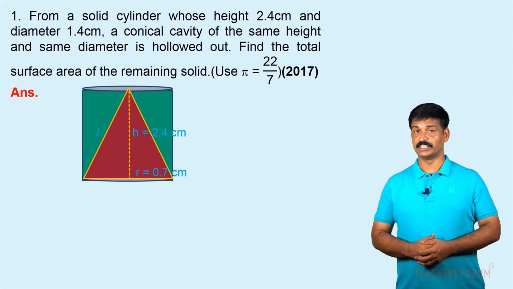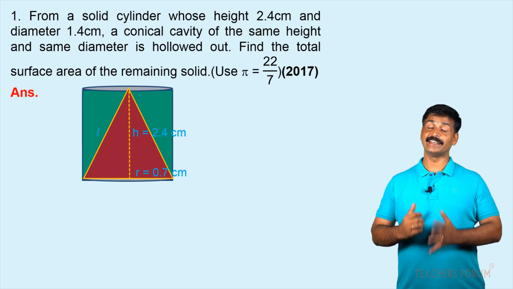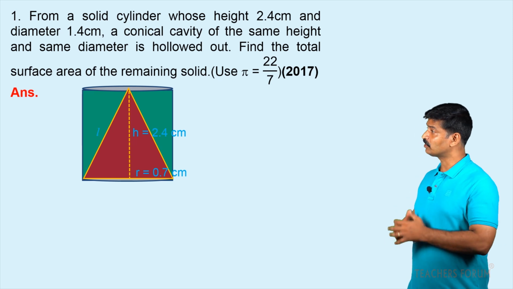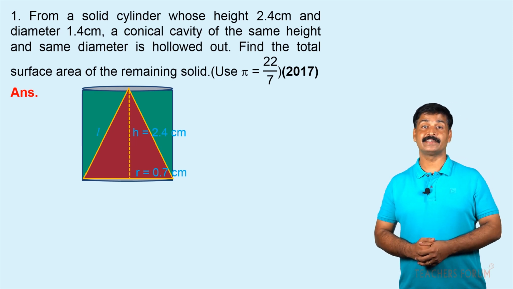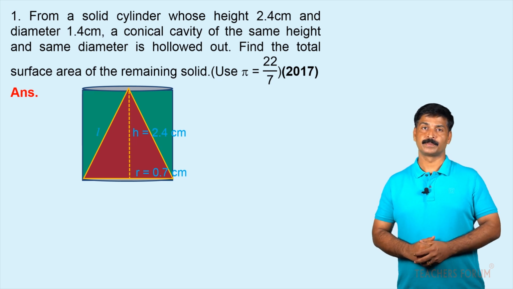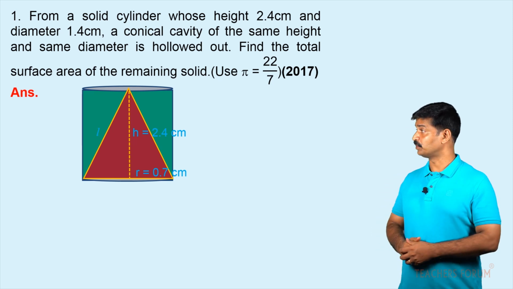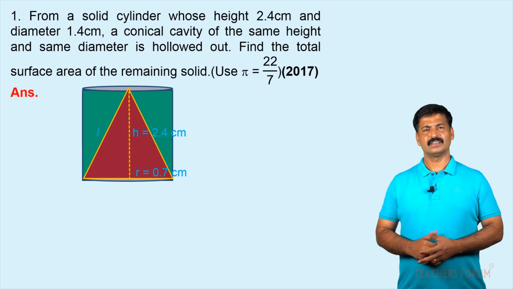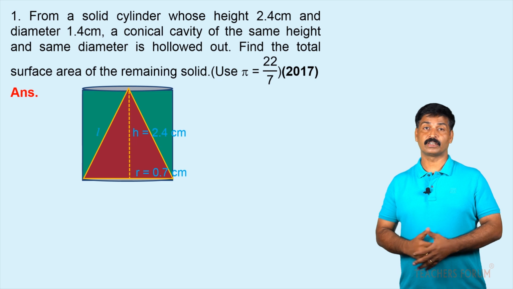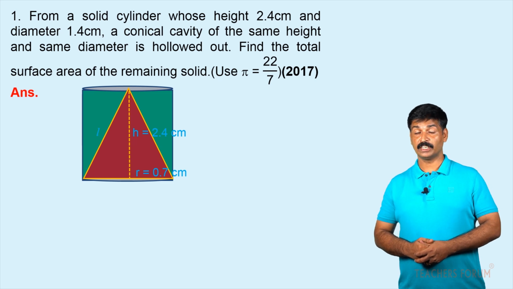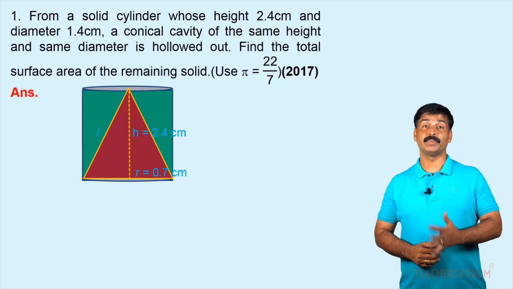You are given a cylinder whose height is given, whose radius is given. From this cylinder, a cone is hollowed out of same height and radius as that of cylinder. What is the remaining surface area of the figure? What you have to do here? How can you find the total surface area? Total surface area means the area wherever you can paint.